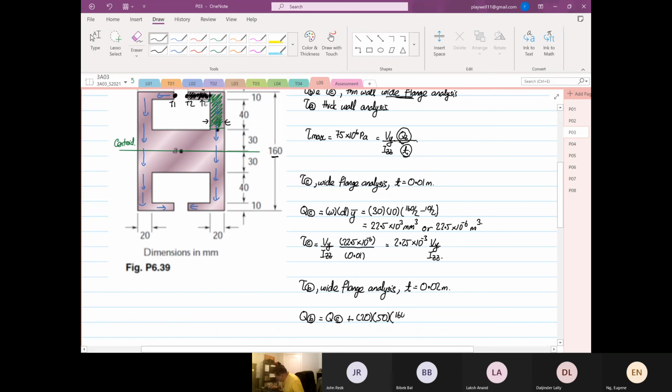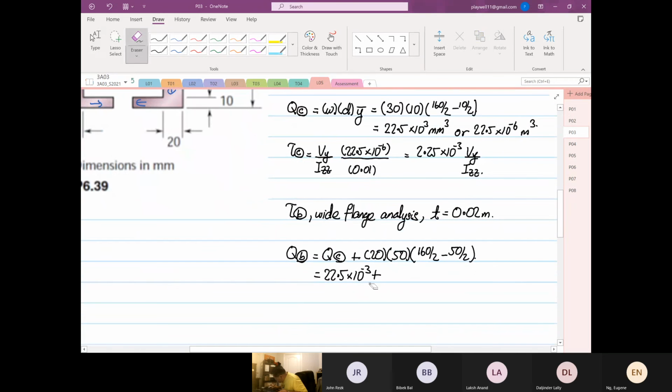Multiply by 160 divided by 2 minus 50 divided by 2. So QC in millimeter cube is 22.5 times 10 to the power 3, not minus 3, sorry, plus 160 divided by 2 minus 25 divided by 2 times 50 times 20, which is equal to 67.5 times 10 to the power 3. So 22.5 plus 67.5.